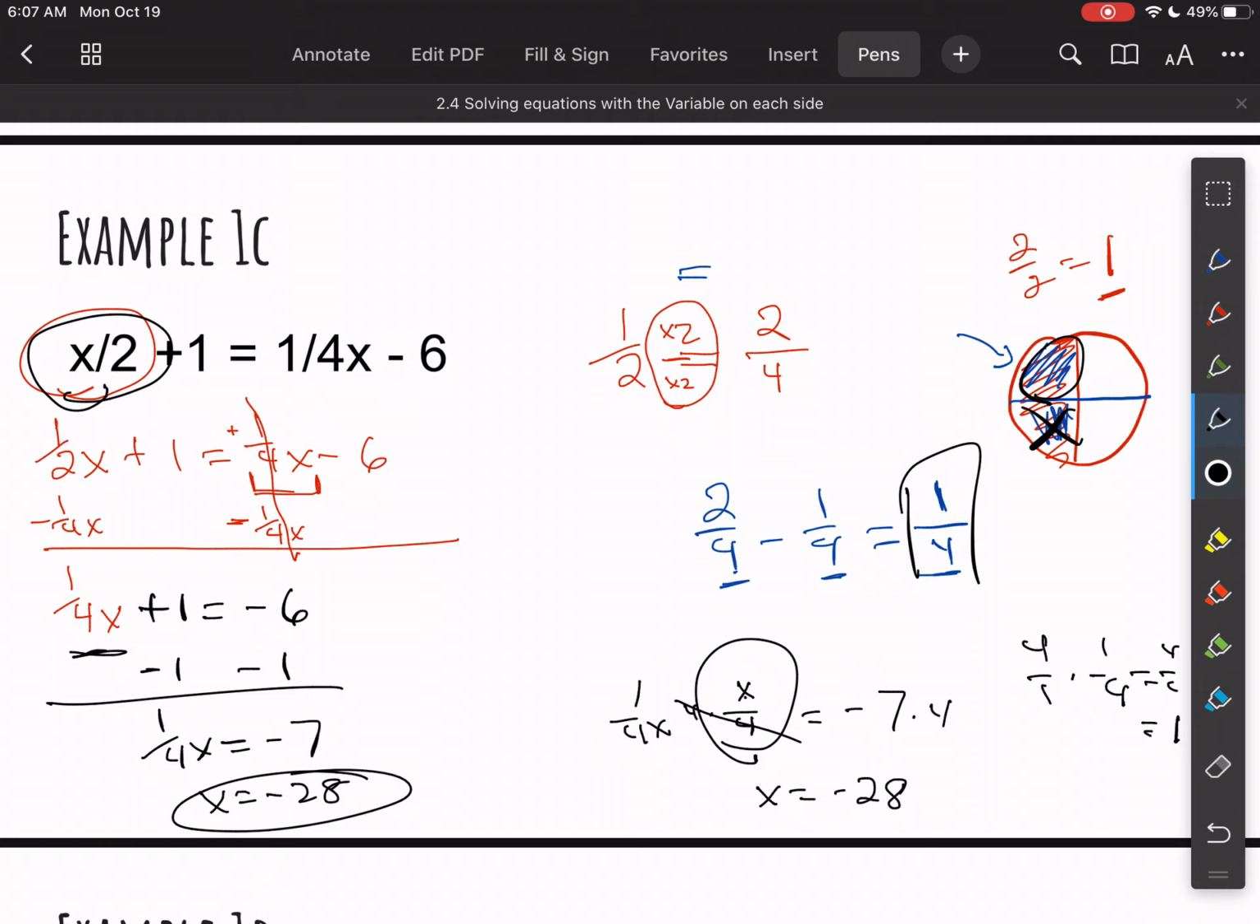The other thing you can think about is, if you don't do that, the 1/4 is being multiplied by x, therefore I have to divide by 1/4. But we know that when we divide by 1/4, that's the same thing as multiplying by 4 over 1. So you could just figure it out that way as well. We're multiplying both sides by 4 over 1 to get rid of that 1/4, and then we have -28.